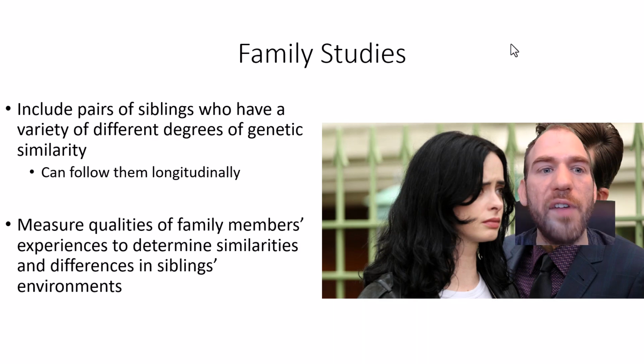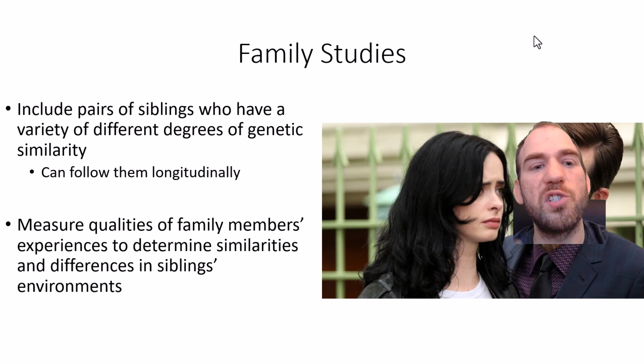outcomes. Family studies include pairs of siblings who have a variety of different degrees of genetic similarity and can follow them longitudinally. They measure qualities of family members' experiences to determine similarities and differences in siblings' environments. So the idea here is a longitudinal study, that is, you're following these siblings or these families from very early in their lives, or at some point in their lives. But the point is you're following them for years and taking data from them.